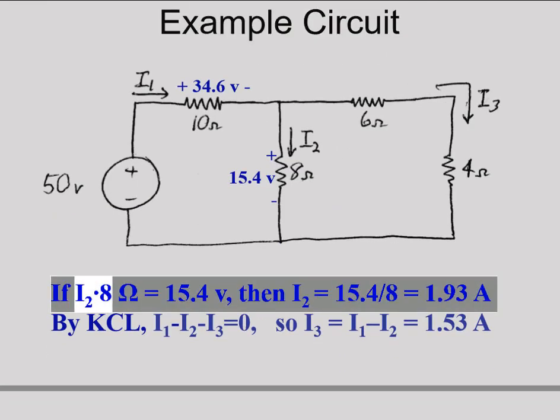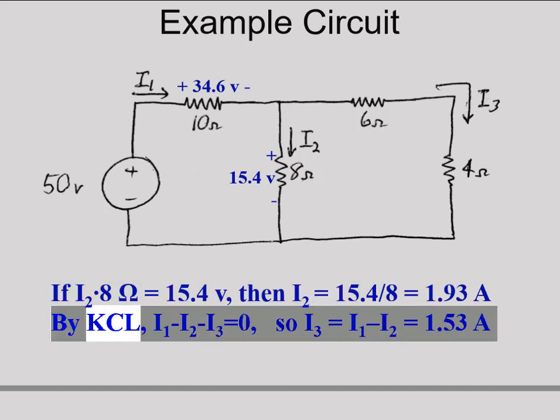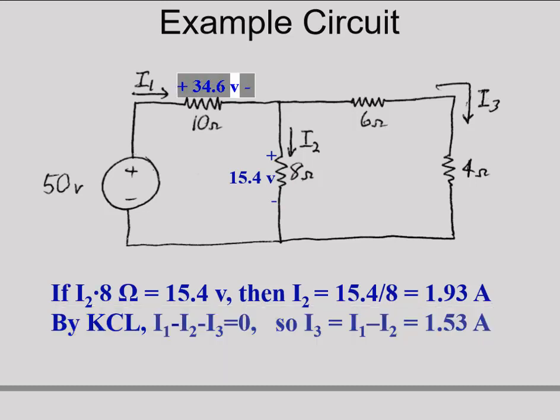Example circuit: if I2 8 Ω = 15.4 V, then I2 = 15.4/8 = 1.93 A. By KCL, -I1 + I2 + I3 = 0, so I3 = I1 - I2 = 1.53 A.